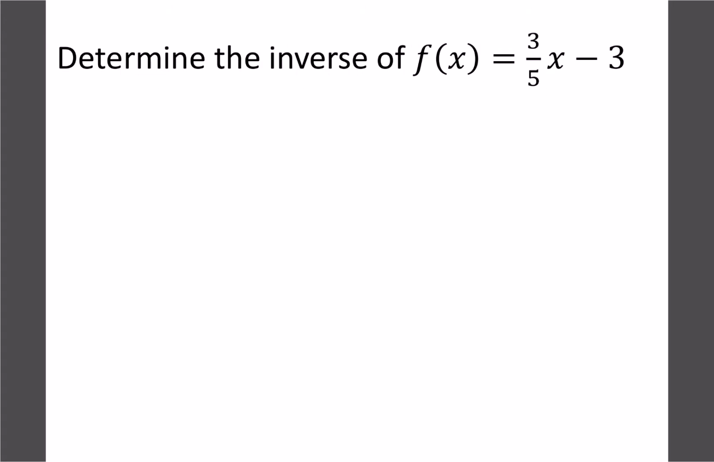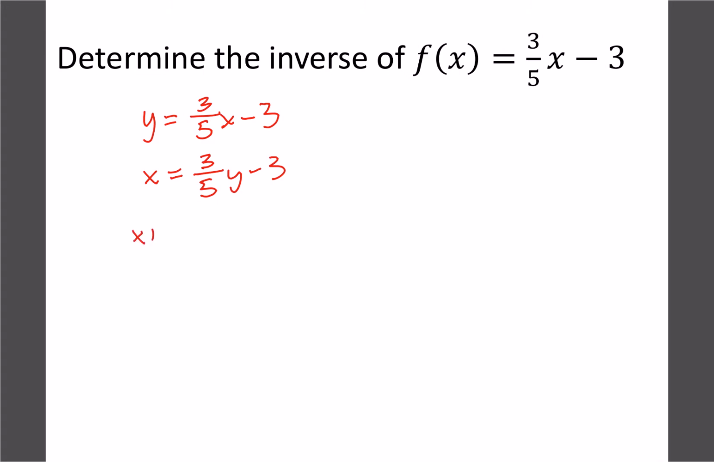This one's another linear type of graph. So our first thing, remember this is f of x, so let's rewrite it as y equals. Then the next step is flip our x and y around. So now we've got the diagonal reflection equation. Now we want to solve it for y.